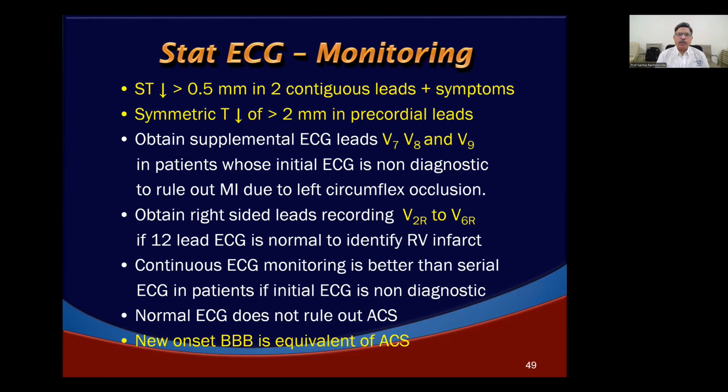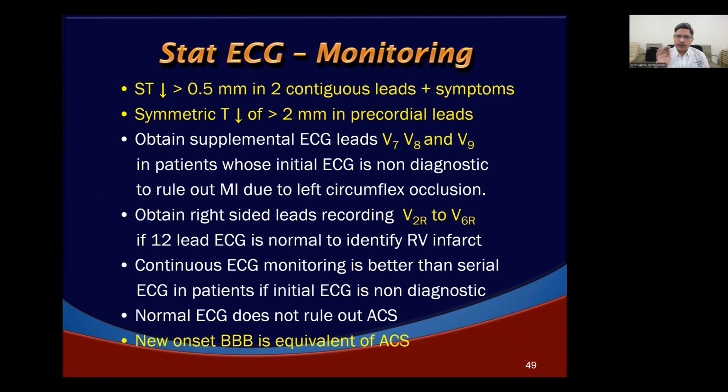STAT ECG and monitoring. Possibly connect them to a monitor. ST segment depression of more than 0.5 millimeters in 2 contiguous leads plus symptoms. Symmetric T inversions of more than 2 millimeters in 2 precordial leads. Don't go for T inversions in limb leads. They are not specific. Precordial lead T inversion is specific.